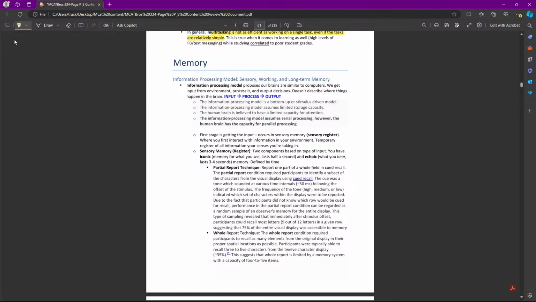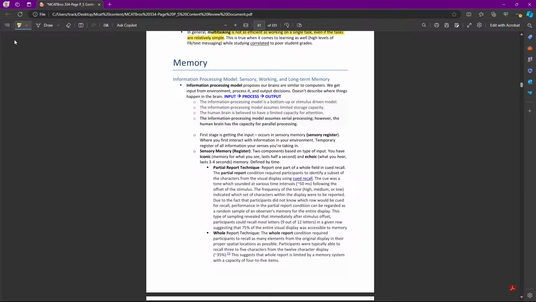Partial report technique is reporting one part of the whole field in a cued recall. The partial report condition requires participants to identify a subset of the characters from a visual display using cued recall. The cue was a tone which sounded at various time intervals following the onset of the stimuli. The frequency of the tone indicated which set of characters within the display were to be reported.